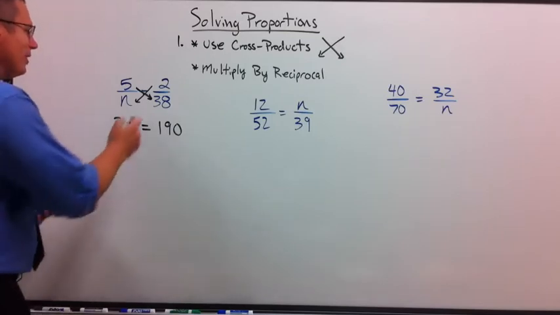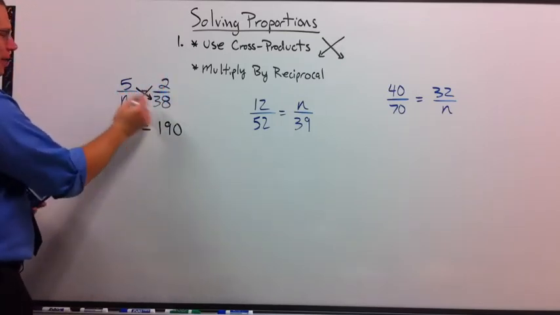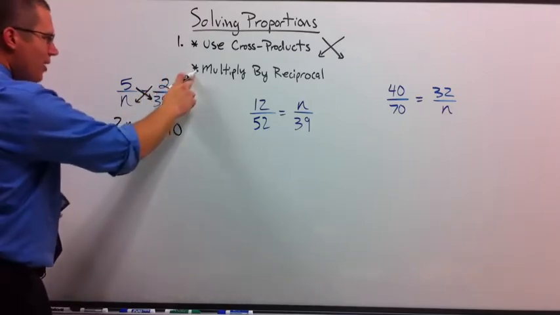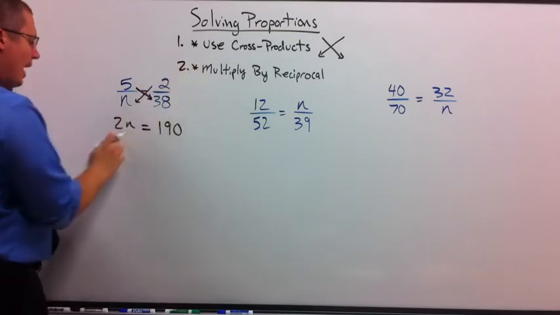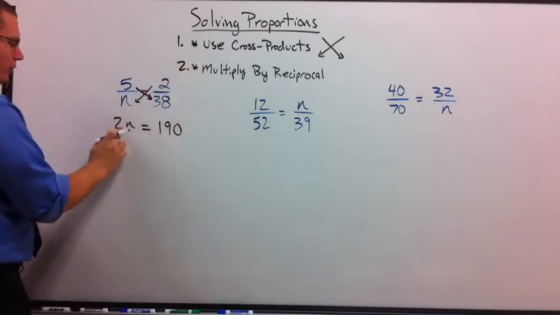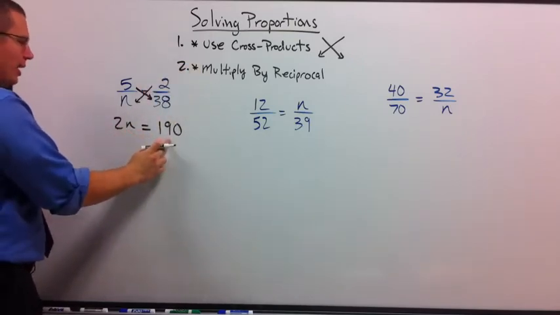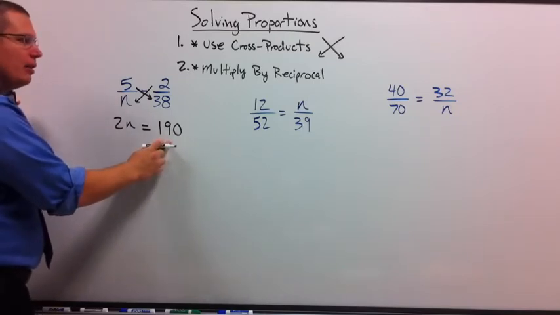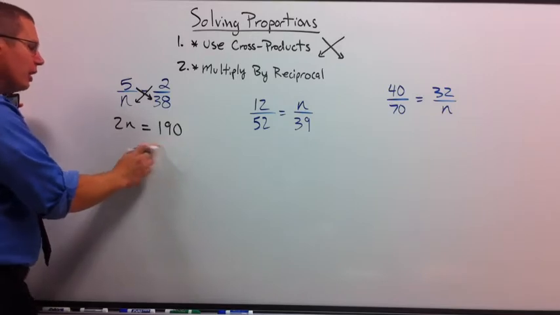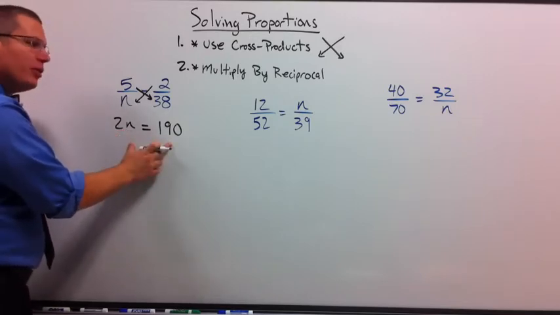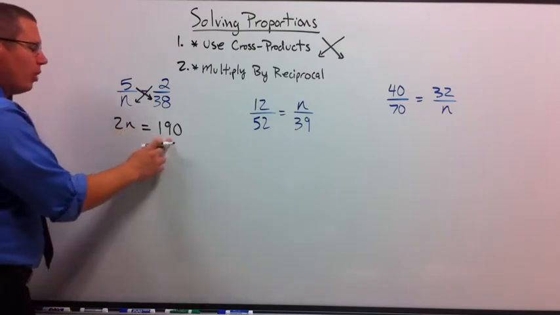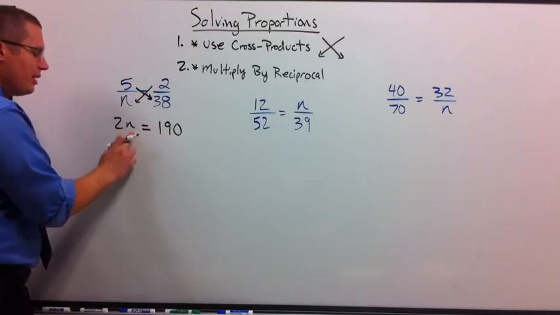So I multiplied cross products. 2 times n is 2n. 5 times 38 is 190. Now, from here, we have a multiplication equation: 2 times some number equals 190. And again, I will say this in a repeated fashion. Yes, we could divide. I understand this. We learned this in elementary school. Or we could say, what number doubled is 190? I know we can figure this out.